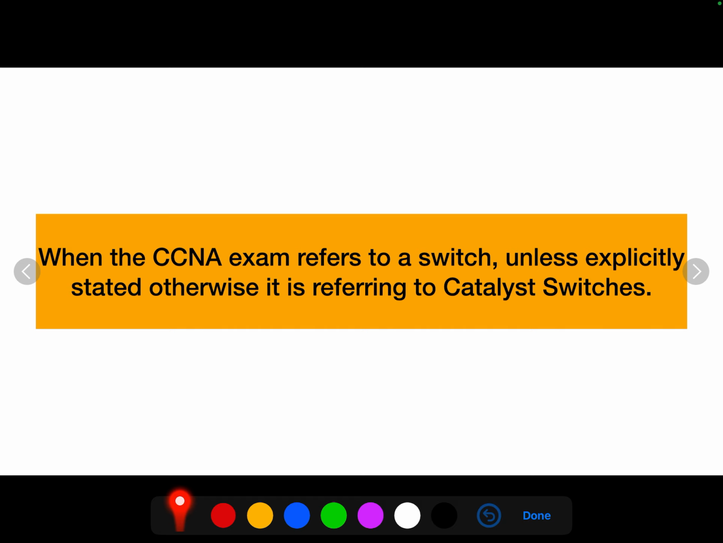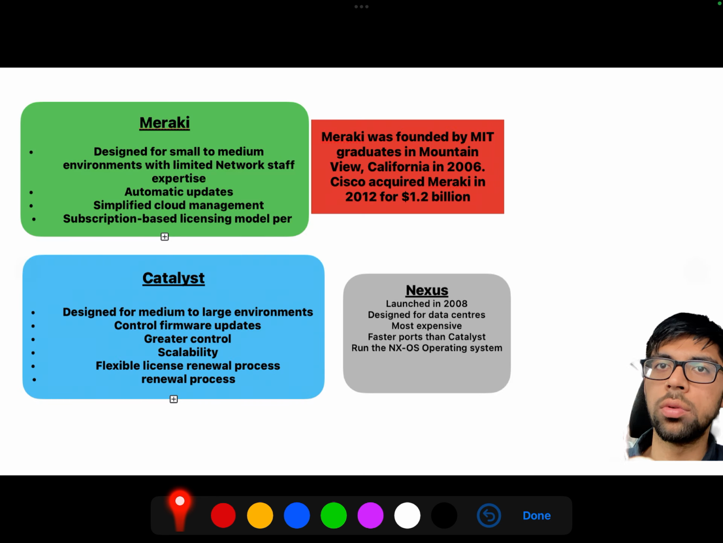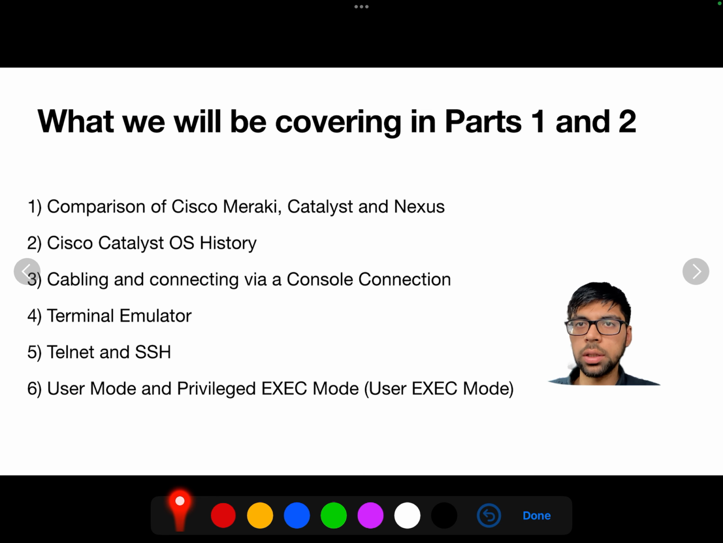We're going to go further into this topic and be looking at these things here: cabling and connecting via console connection, terminal emulator, Telnet and SSH, and username privilege exec mode.